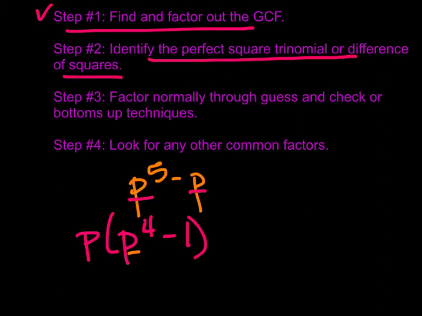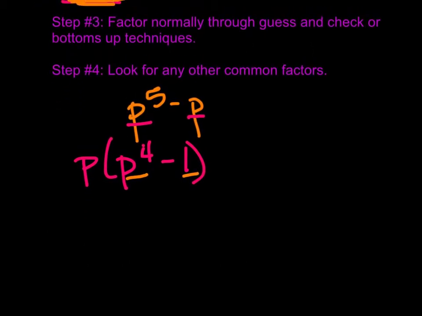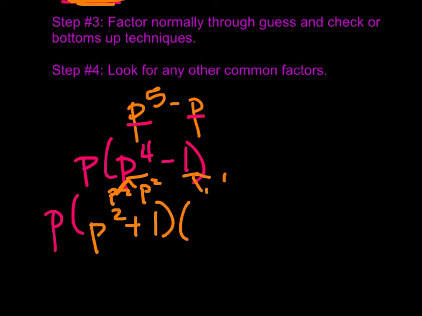If I look at this, p to the 4th can break down into p squared times p squared, and 1 can break down into 1 times 1. Since there's no middle term, this is a difference of squares. So if it's a difference of squares, we have p up in front. This breaks down into p squared times p squared, and this is 1 times 1, so we have p squared plus 1, and p squared minus 1.